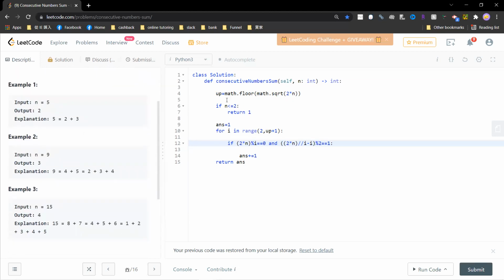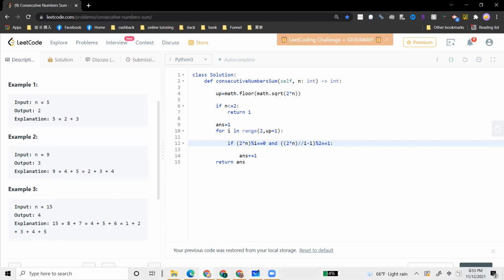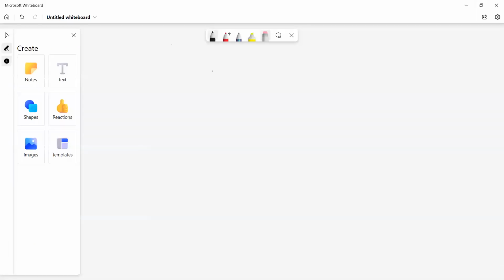So yeah, let's see. So let me just explain how to solve it. This is my idea. Our way is to write n as some consecutive numbers. Let's say I write k plus 1, k plus 2, up to u. My condition is that k should be greater than or equal to 0, and u greater than or equal to 1.